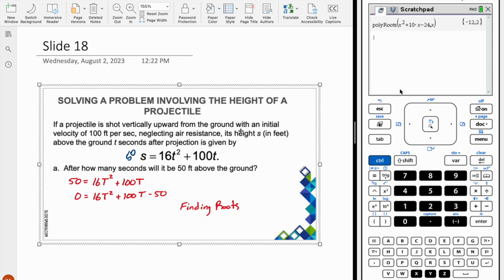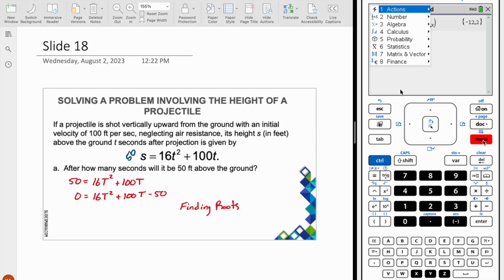Now, keep in mind, its height, s, is in feet, so we have our variable s representing the number of feet above the ground. We set it equal to 50 as far as our equation, and we are going to bring that 50 over to the right-hand side. This will give us the ability to use our finding roots within our calculator.